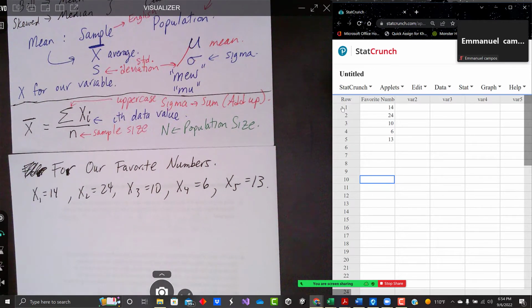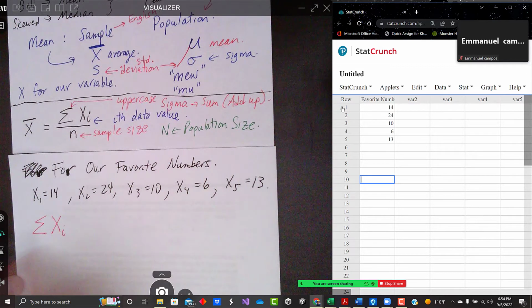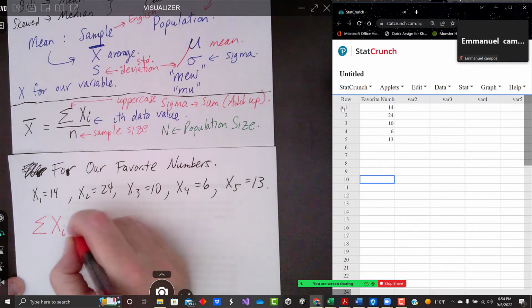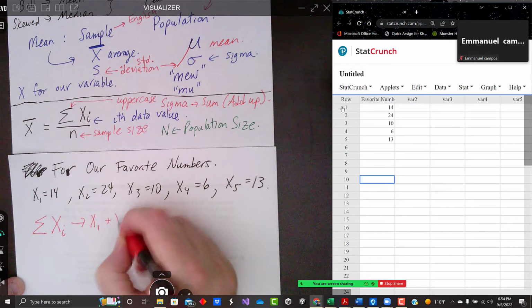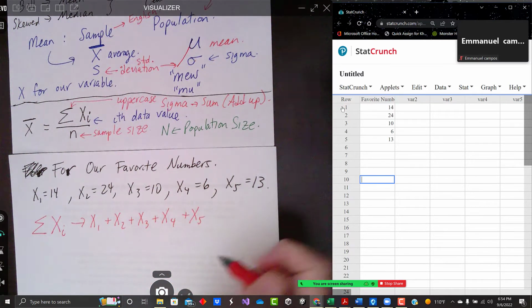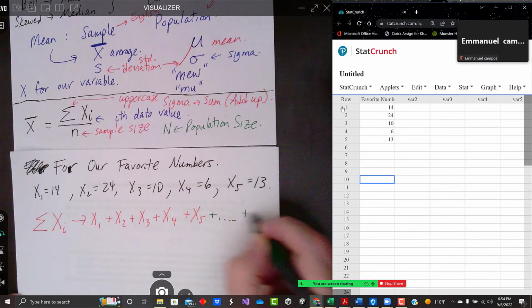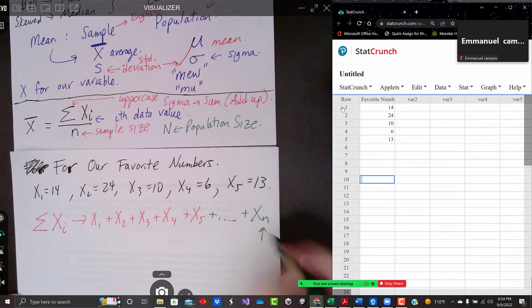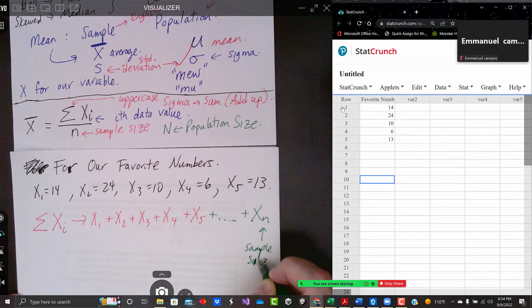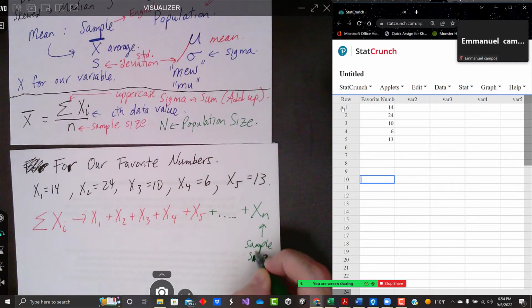So when they say they use this symbol right here, sum sigma xi or sum of xi's, add up all the x values. This right there means for our values, x1 plus x2 plus x3 plus x4 plus x5. For different group sizes, it's going to go all the way up to plus xn, where n is, again, the sample size. That is an i, not a u, sample size.